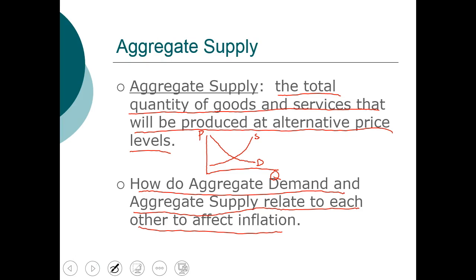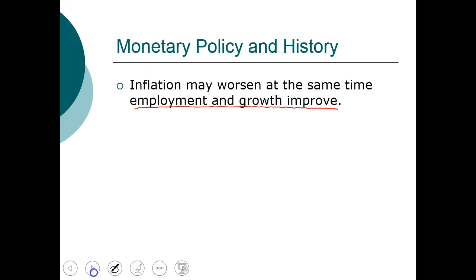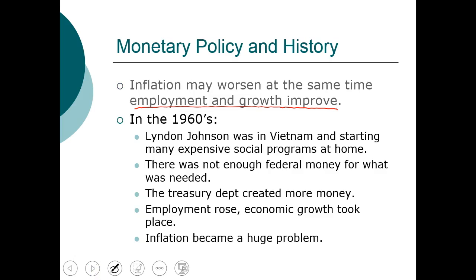Well, if the demand for everything is increasing because of the low interest rates and everybody can go out and buy stuff now, the increase in the money supply increases the aggregate demand for goods. We could see aggregate demand increase and prices increase. An increase in prices across the whole economy is considered inflation. So as aggregate demand increases, we find that inflation increases. So inflation may worsen at the same time that employment and growth improve.